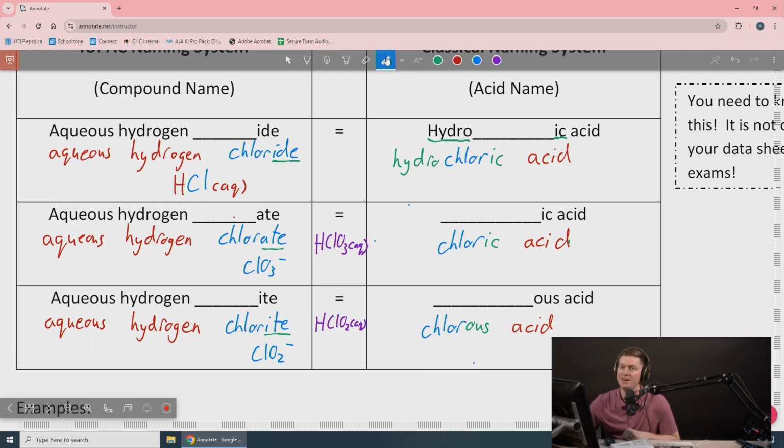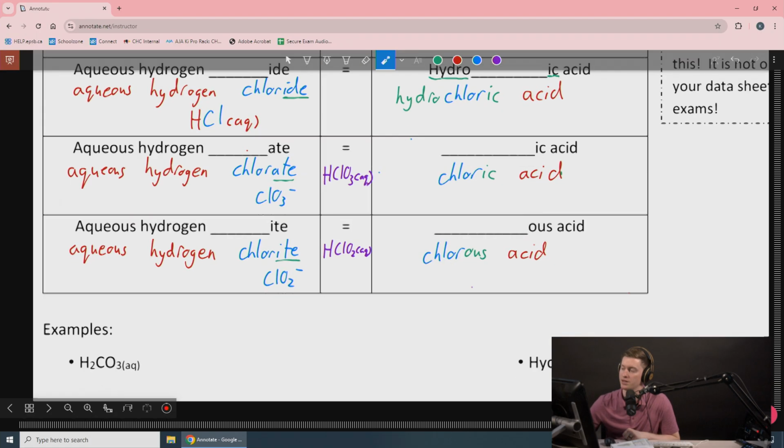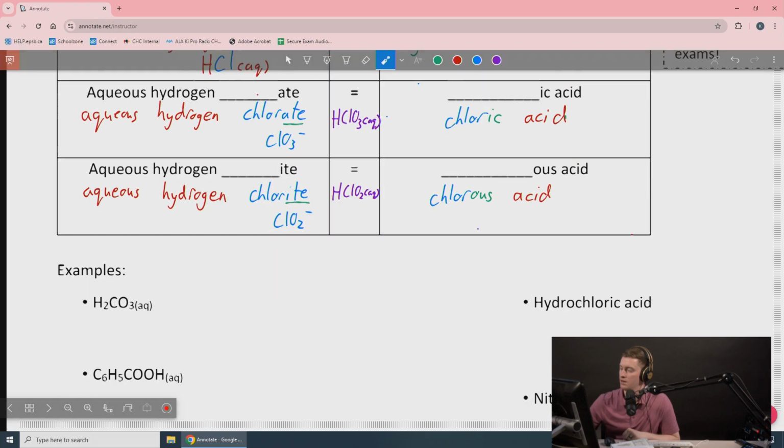There are 3 possible endings to an anion. If it ends in "ide", then it's hydro-ic acid. If it ended in an "ate", which is many of the polyatomic ions, it's going to be just ic acid. If it ends in "ite", then it's ous acid. Ate and ite are endings for polyatomic anions only. Ide is often for elemental anions, but sometimes also for some of the polyatomic anions.